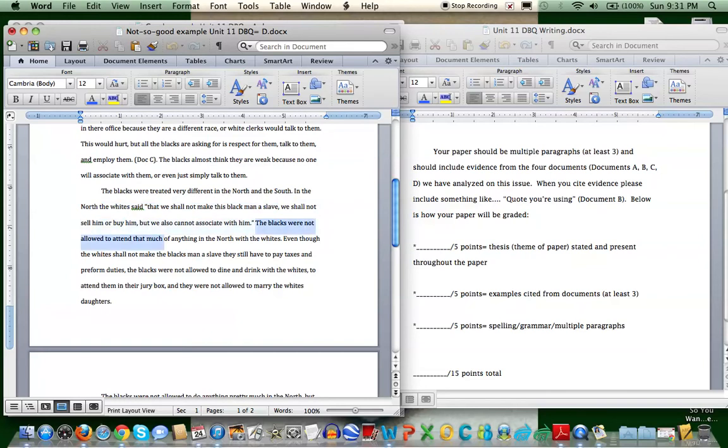"The blacks were not allowed to attend that much of anything in the North with the whites." Again, what is that much of anything? Be specific. The more specific that you can be for me, the more I know that you understand and the more points I can give you.